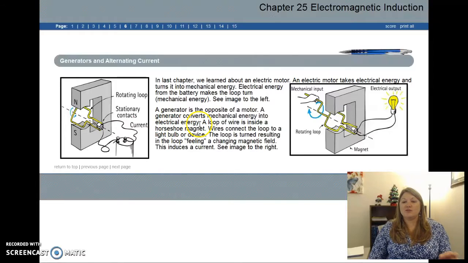A generator is the direct opposite of a motor. You have mechanical energy going in. So see the hand turning the crank to turn the loop, still in the presence of a magnetic field? Well, that will create an electrical energy output. Now, how does that work?